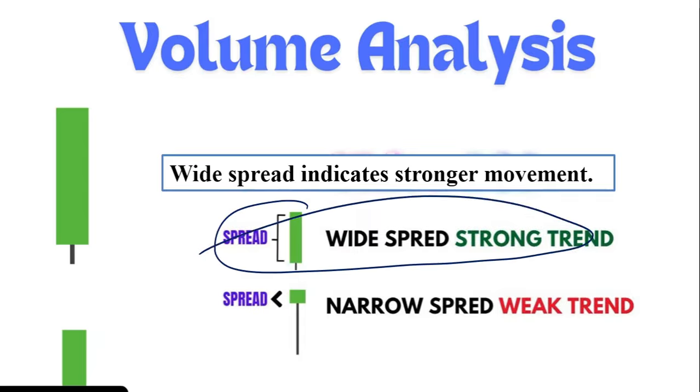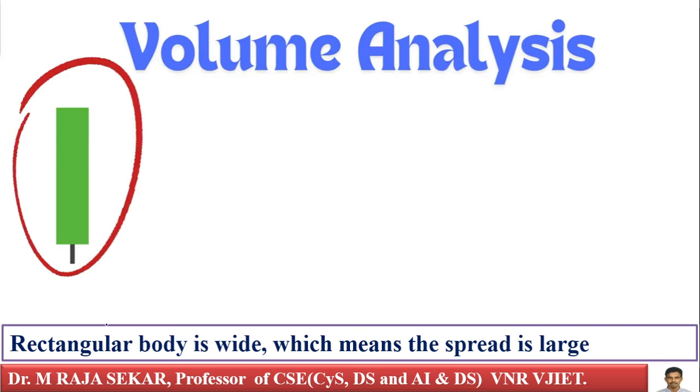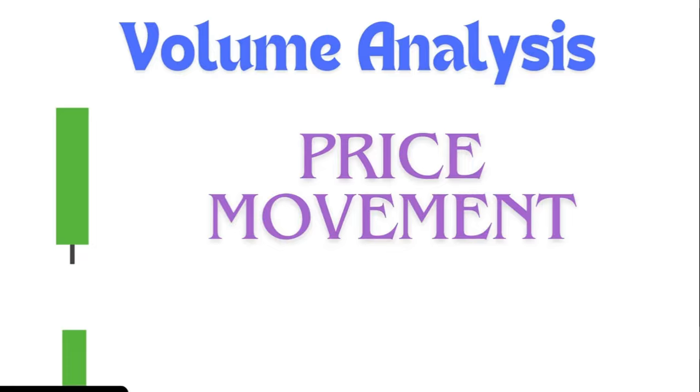In the first candle, just see, the rectangle body is wide. Narrow spread indicates a weak trend. In this candle, the rectangle body is wide, which means the spread is large, and this spread represents the price movement. According to Richard Wyckoff, price is a result.